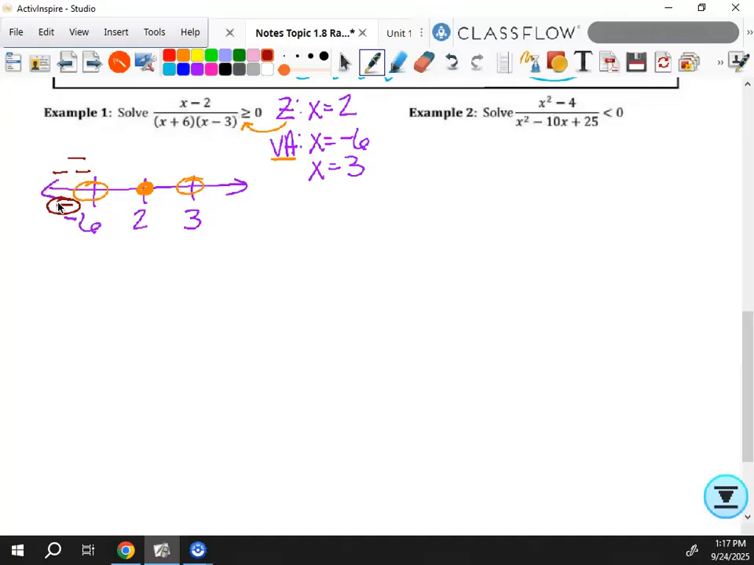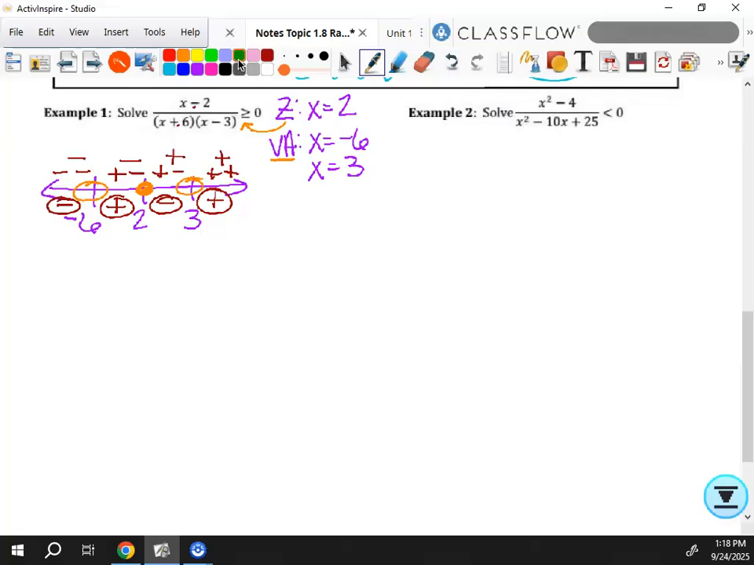All right, so then between -6 and 2, what can I choose? 0. If I can choose 0, choose 0, because then that easily is negative, positive, negative, right? And then if I have 2 negatives, overall it becomes positive. Between 2 and 3, I'll have to pick 2.5. It's no big deal, though, because I don't have to actually do the math. 2.5 minus 2 is positive, plus 6 is positive. 2.5 minus 3 would be negative, so that's negative overall. Then 4 minus 2 is positive, positive, positive, positive overall.